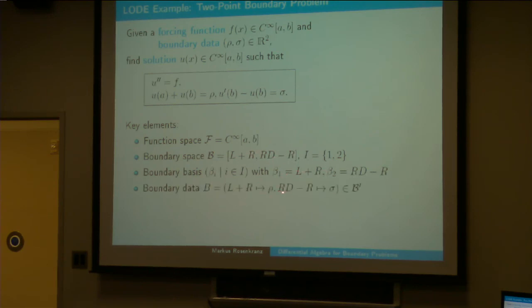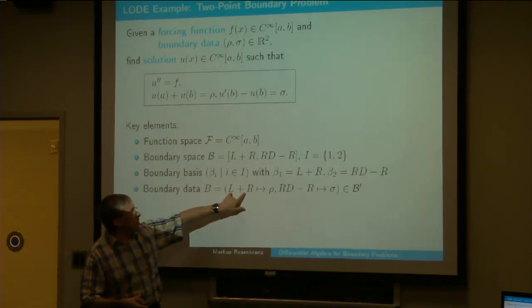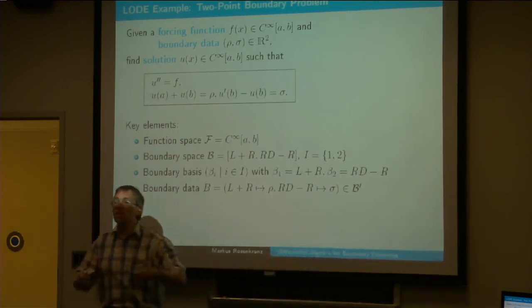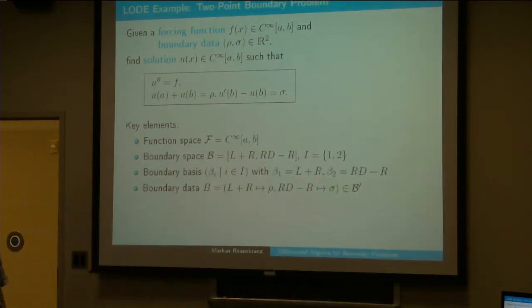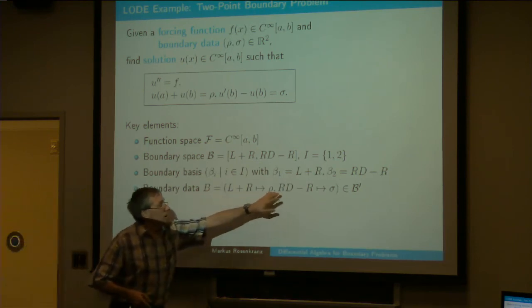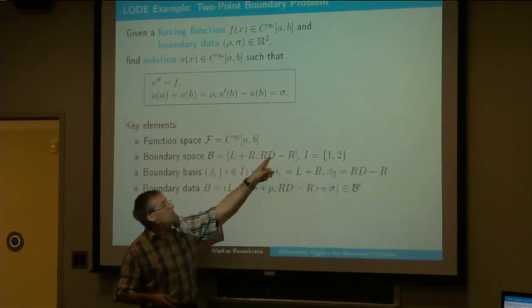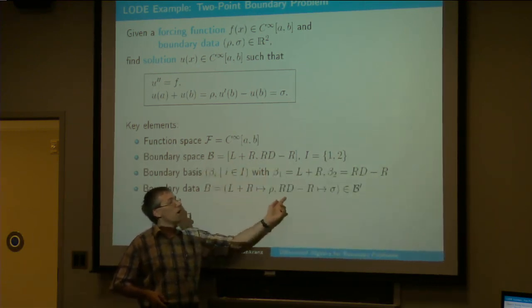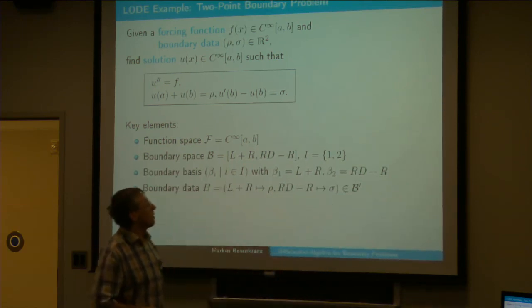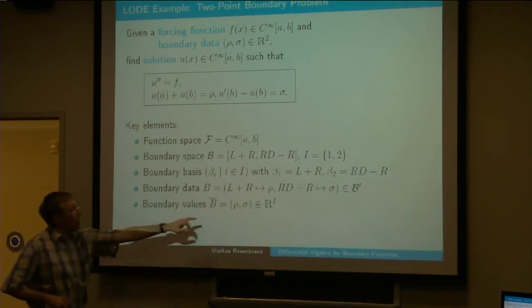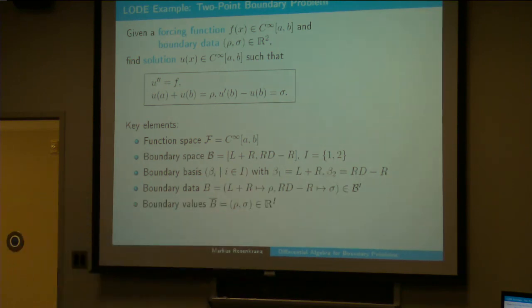The boundary data, in an abstract sense, is not the numbers rho and sigma, but it is the linear map that maps the evaluation L plus R to rho and the evaluation R prime minus R to sigma, so that it's an element of the dual space of B. And of course, yeah, I have specified the effect of B on a basis. Yeah? The B is a linear span of these two, and therefore I have specified it on the whole space. Yeah? So that's the abstract description of the boundary data. And the boundary values are, as you would expect, the numbers rho and sigma here.